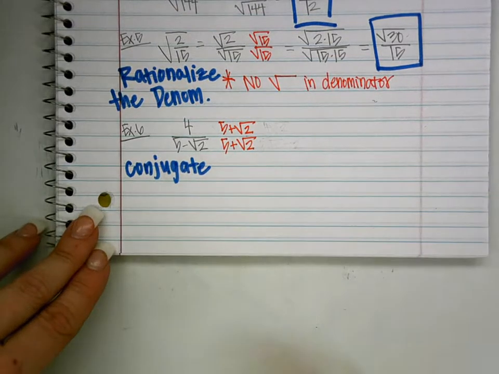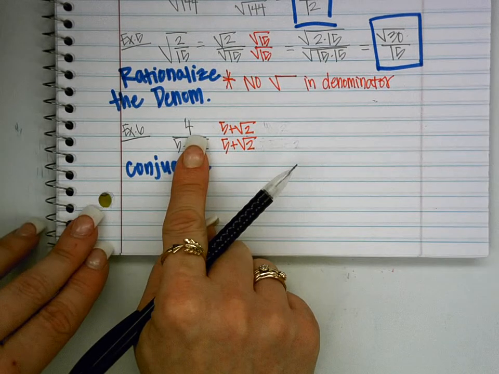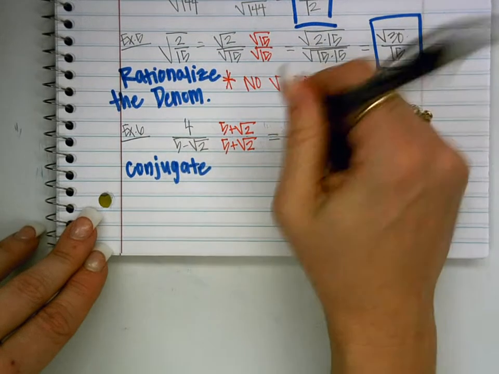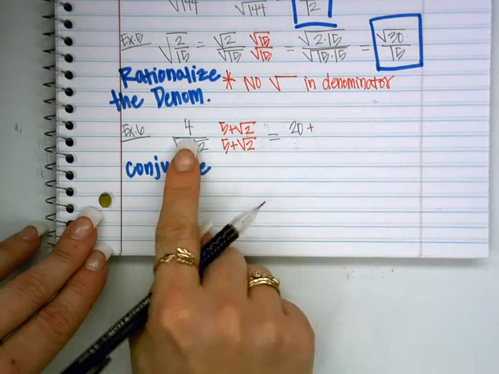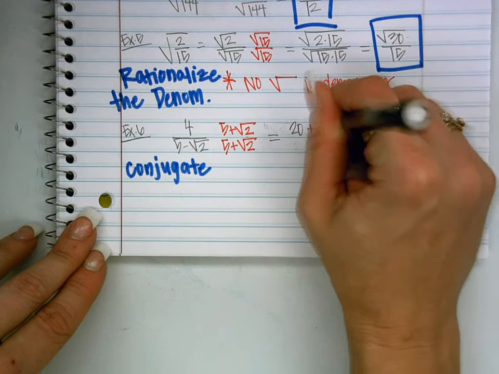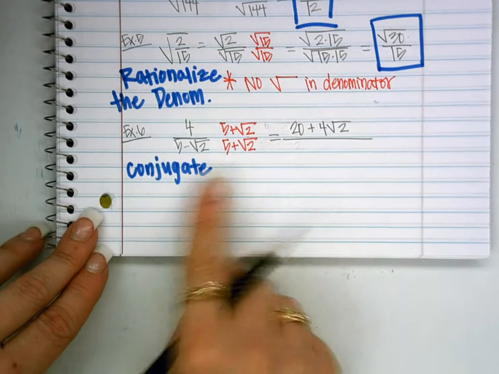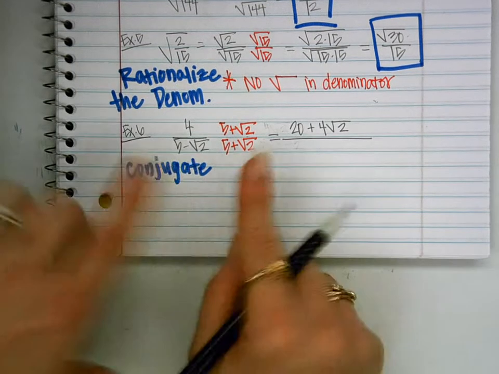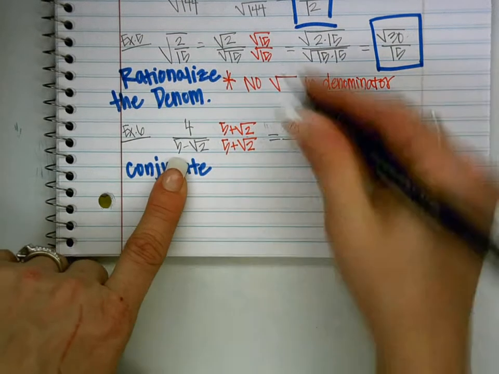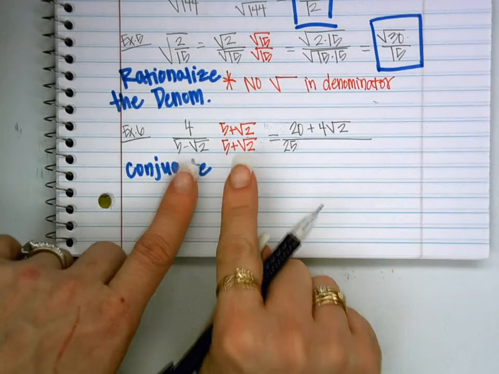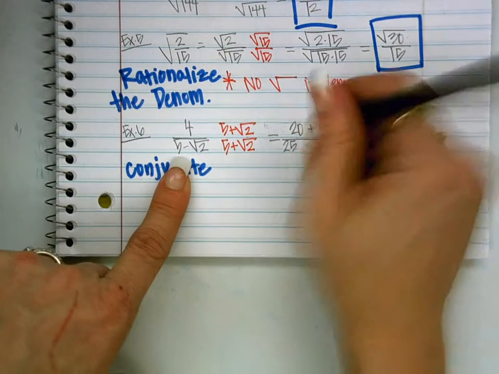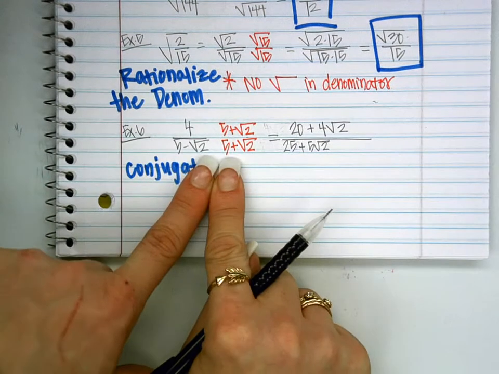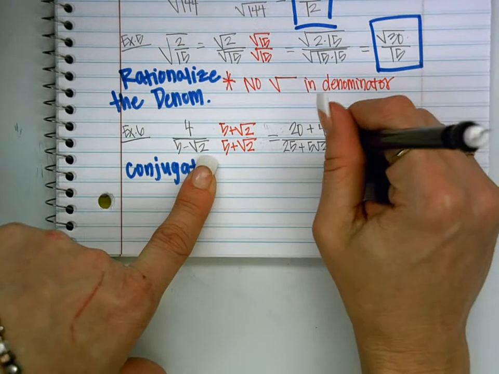Then we actually have to multiply. Since this is a monomial, just one term, you're going to distribute it. 4 times 5 gives you 20, plus 4 times root 2 is just 4 root 2. In the denominator, you have to FOIL these together. First times first, 5 times 5 gives you 25. Multiply the outsides together, gives you plus 5 root 2. When you multiply the insides together, you get minus 5 root 2.